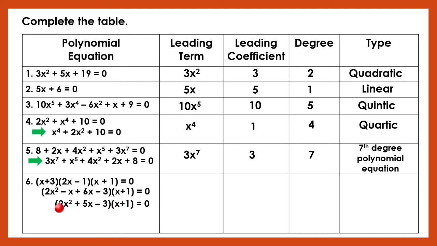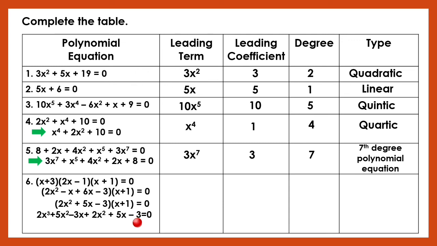Then, ang susunod, imumultiply natin or i-distribute natin itong 2x squared plus 5x minus 3 sa x plus 1. Unahin muna natin, i-distribute natin sa x. So, 2x squared times x is 2x cubed. 5x times x is 5x squared. Negative 3 times x is negative 3x. Then, i-distribute naman natin sa 1. 2x squared times 1 is 2x squared. 5x times 1 is 5x. Negative 3 times 1 is negative 3 equals 0.